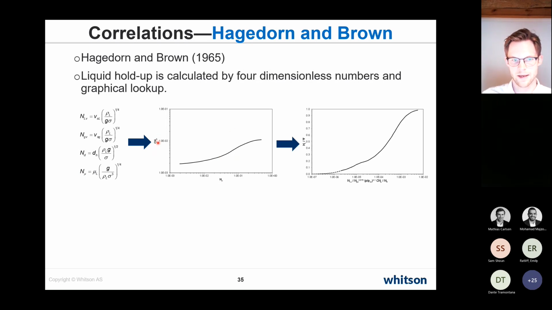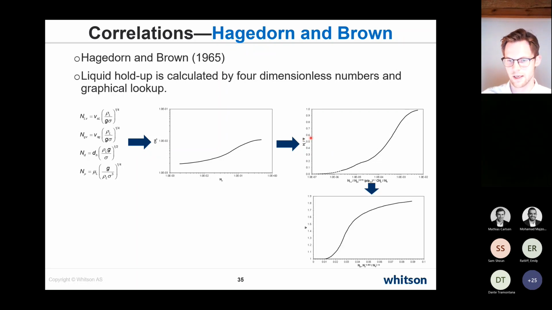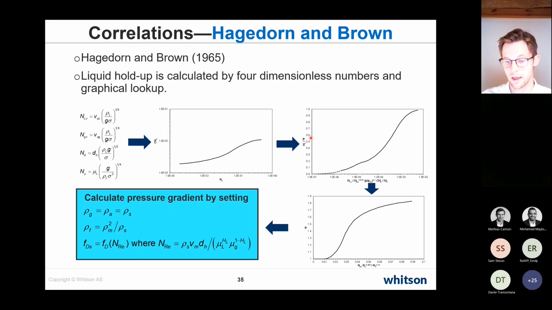And then you bring that number together with a couple of these other ones in here, and you read up the liquid hold-up divided by a sort of a correction term. And then finally you compute that correction term, and then you get the resulting liquid hold-up.